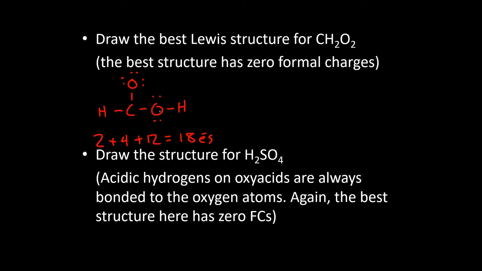Theoretically, we could make a double bond to this oxygen, but if you work out the formal charges on that, this oxygen is not going to be very happy. Right now, this oxygen has a formal charge of -1. And so to get our full octet for the carbon, we will move this lone pair down here. So we'll just cross that one out. And this is the best structure for that molecule.